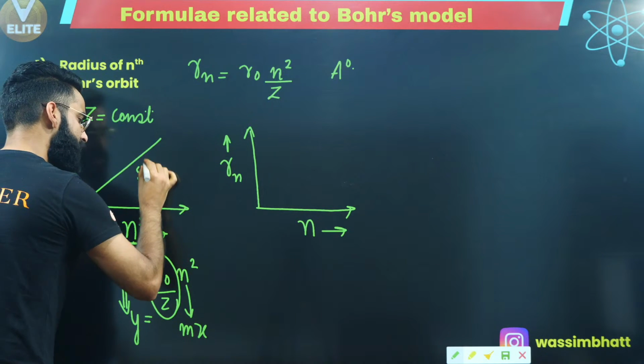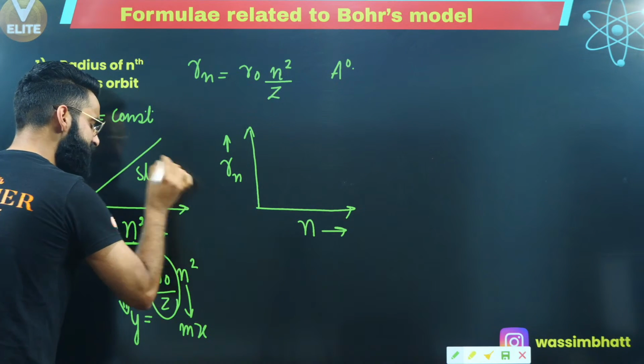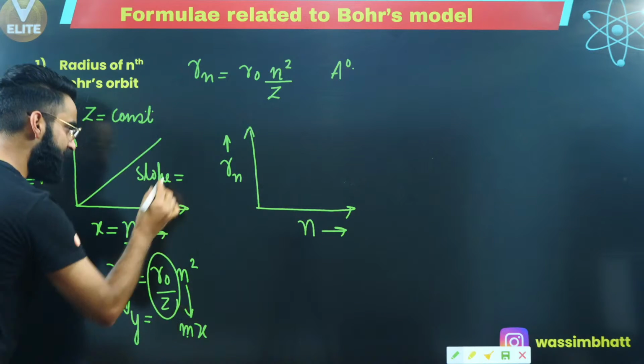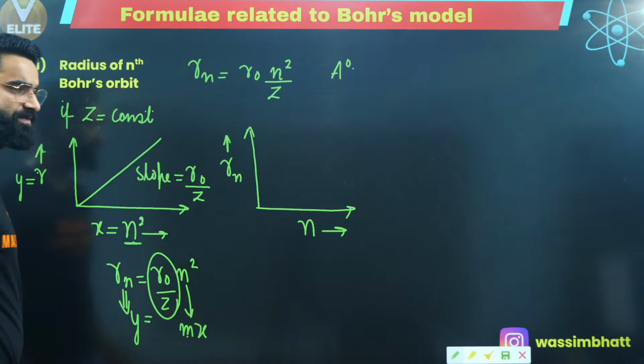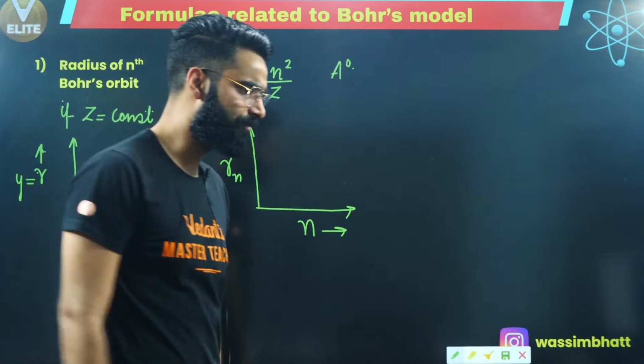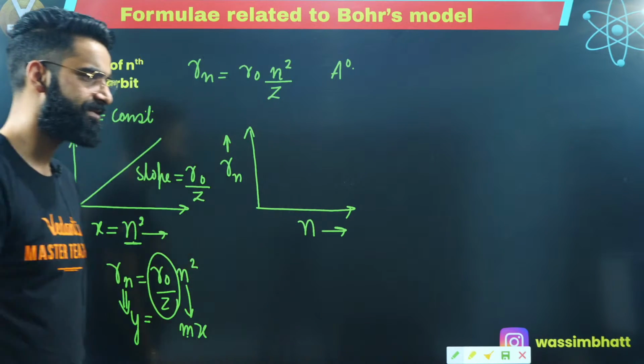If I ask you the slope of this curve, means the value of m, the value of m is simply equal to r naught divided by z, where r naught is equal to 0.529 and z is the atomic number. Yes, as simple as that, right?